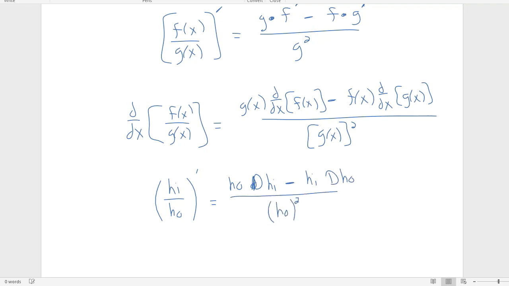Which is kind of a neat little mnemonic to remember that. Ho d high minus high d ho all over ho squared. So that's the quotient rule, right?